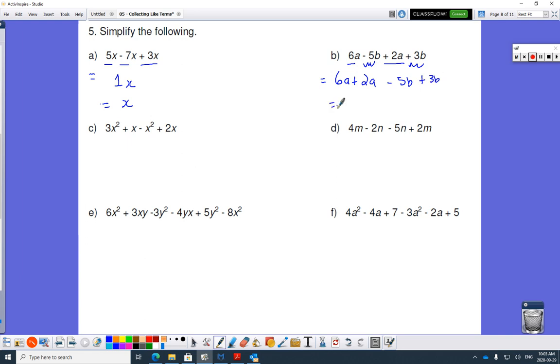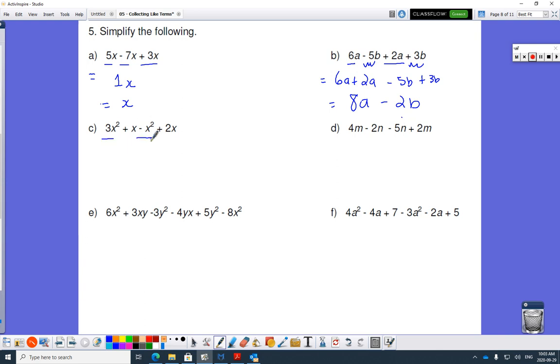After you've collected them up and put them together, you just add them. 6 and 2, 8a. Negative 5 plus 3, negative 2b. I'm going quickly on purpose because I want you to see the steps are the same every time. You'll get used to how to handle the different types of terms, but the steps are the same every time. Step 1, underline the like terms.